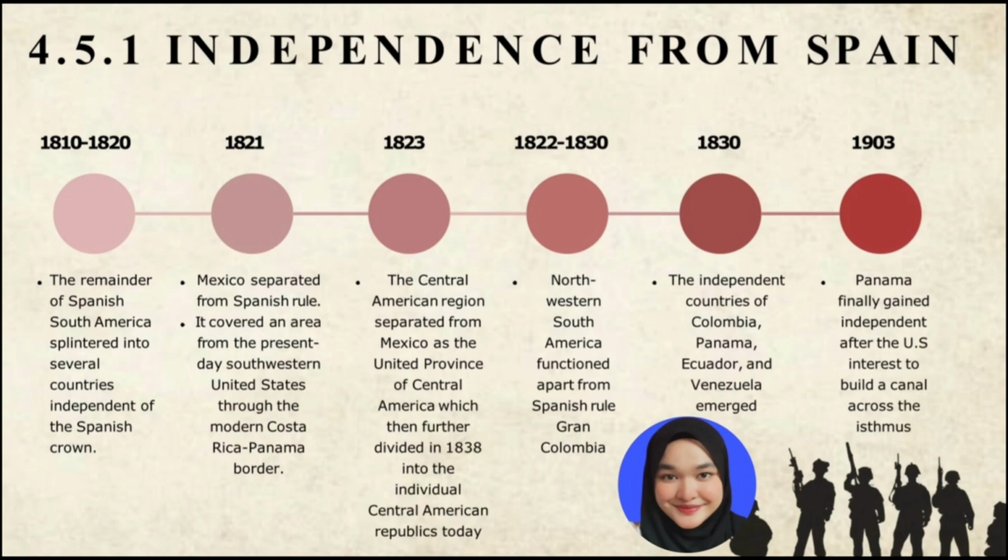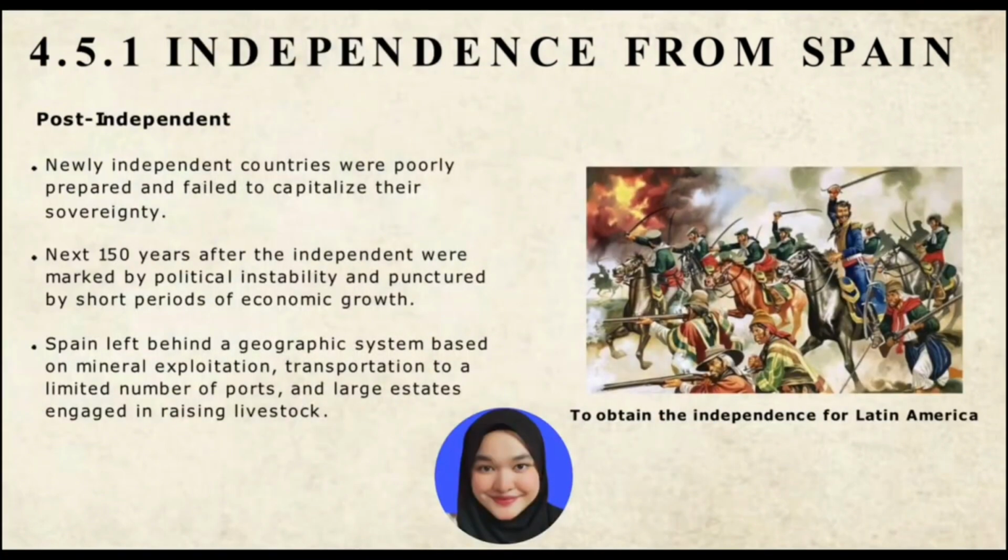In 1830, the independent countries of Colombia, Panama, Ecuador, and Venezuela emerged. In 1903, Panama finally gained independence after the U.S. showed interest in building a canal across the isthmus. So, the newly independent countries were poorly prepared and failed to capitalize on their sovereignty. The 150 years after independence were marked by political instability and punctuated by short periods of economic growth.